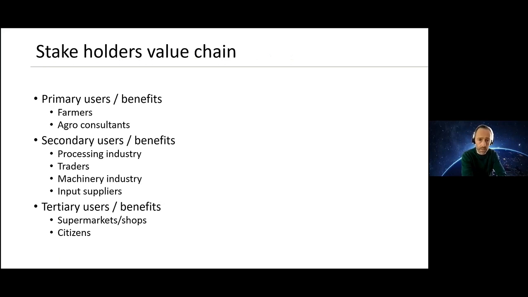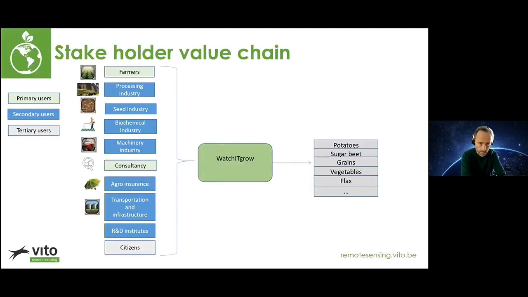So specifically here, not only targeted for potatoes, but in the potato use case, we identified as primary users farmers and agro consultancy companies. Secondary users: the processing industry, traders, machinery industry, input suppliers, and so on and so on. And then lastly, the tertiary users can be supermarkets, but obviously also citizens.